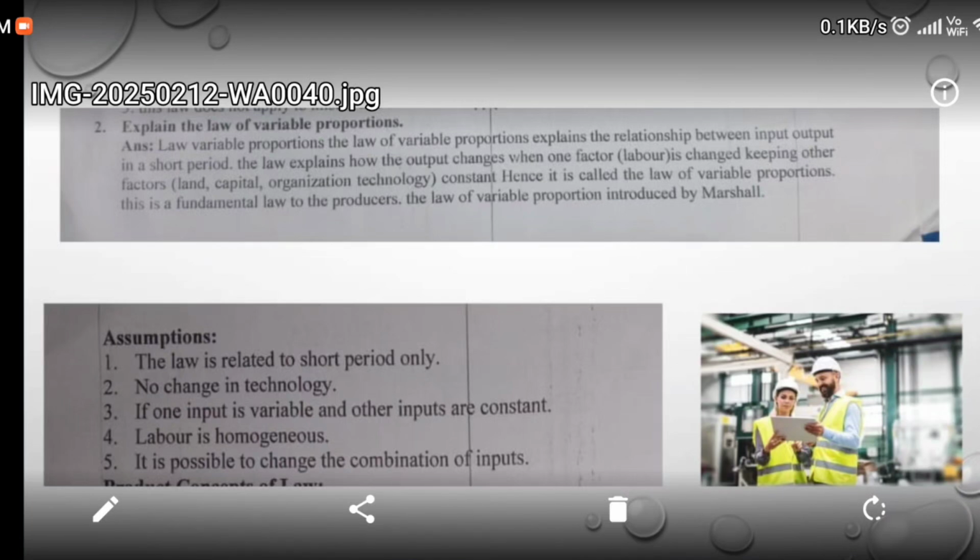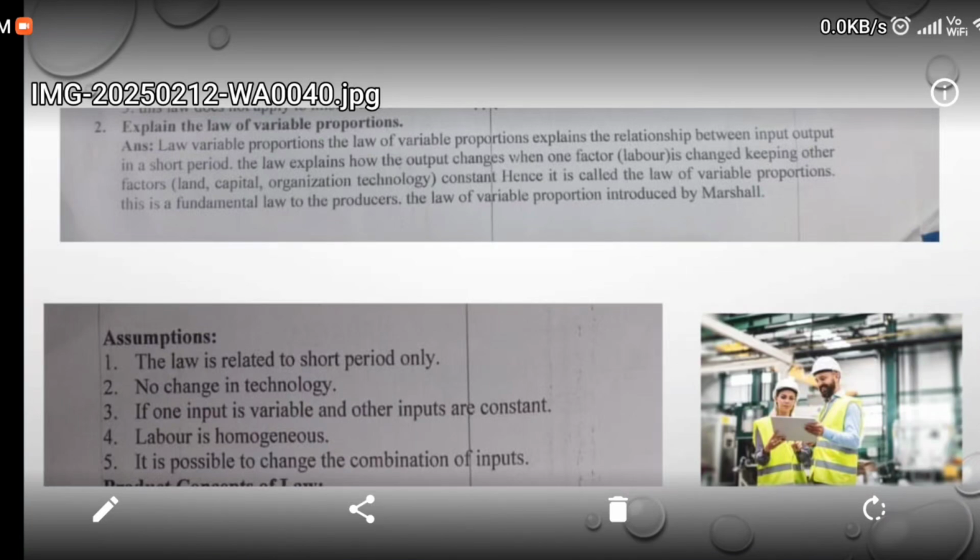It is a fundamental law for producers. The law of variable proportions was introduced by Marshall. It is also called by another name, the law of diminishing marginal returns.